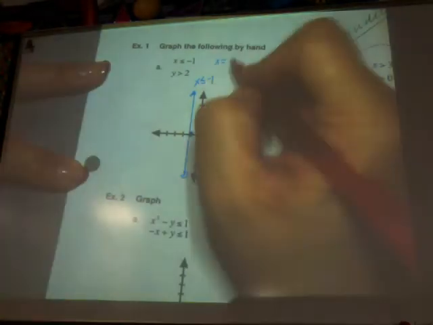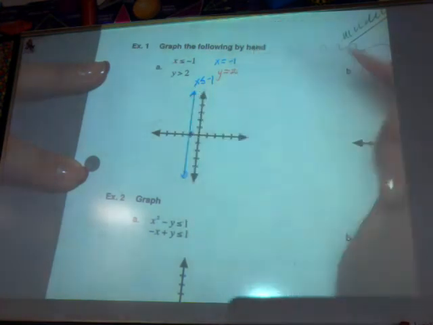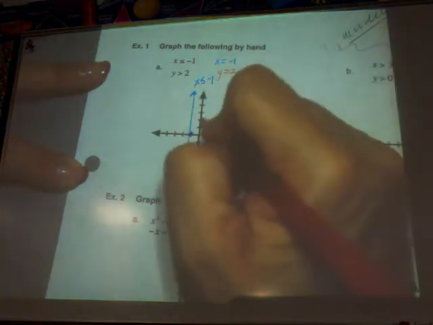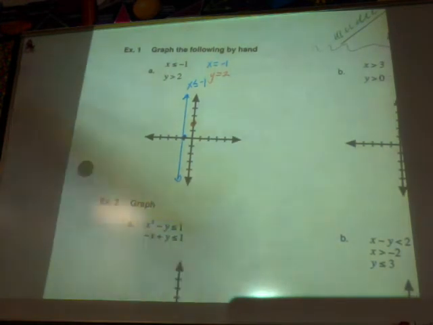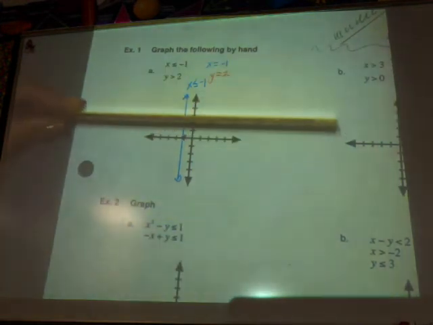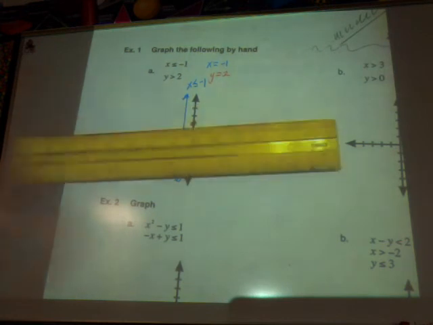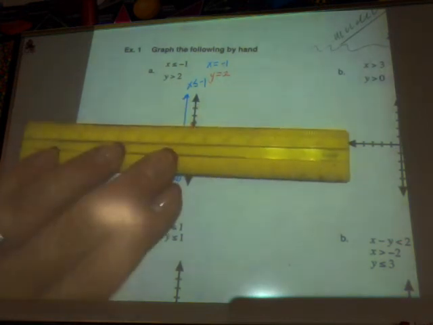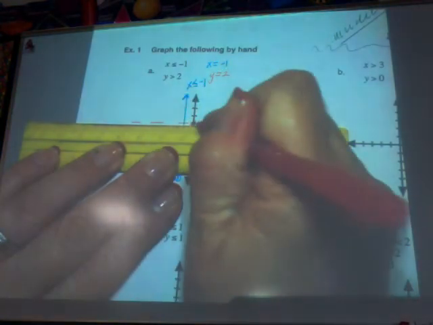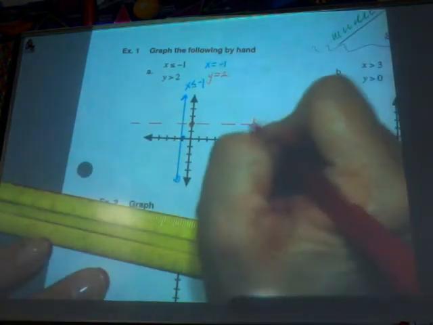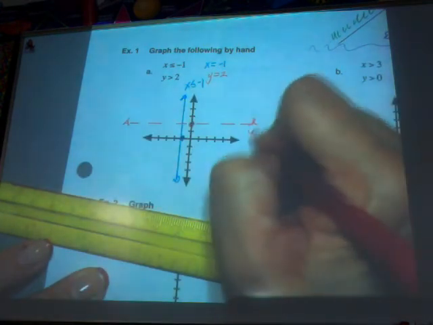I'm going to plot it as if it's y equals 2. So find 2 on the y-axis and plot that point. There it is. The only way to cut the y-axis into 2 pieces is horizontally, right? So we're going to put a horizontal line. Is it dotted or solid? Dotted. And label that line as y is greater than 2.